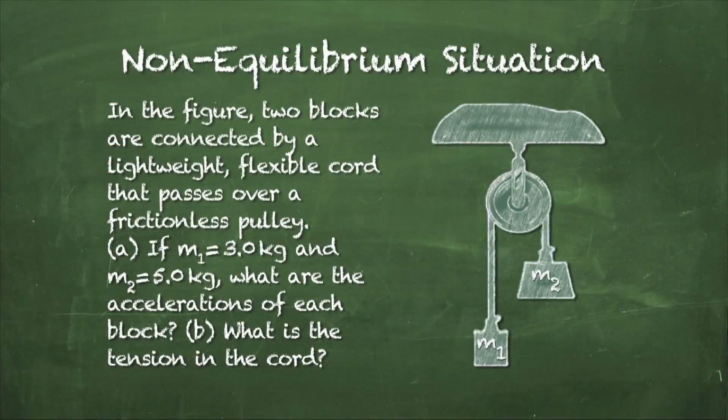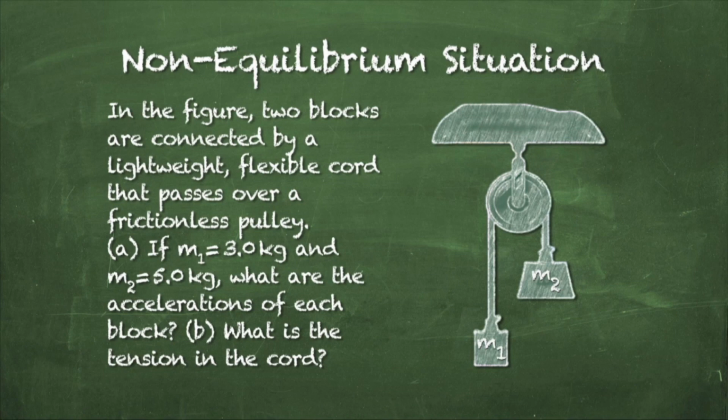Let's do another exercise. In the figure, two blocks are connected by a lightweight, flexible cord that passes over a frictionless pulley. If mass 1 is 3 kilograms and mass 2 is 5 kilograms, what are the accelerations of each block, and what is the tension in the cord? Now there's two things that we have to realize here before we even get started. Well, we could introduce them later, but I'd like you to realize two things here. One is that since the blocks are tied together, the magnitude of their accelerations has to be the same.